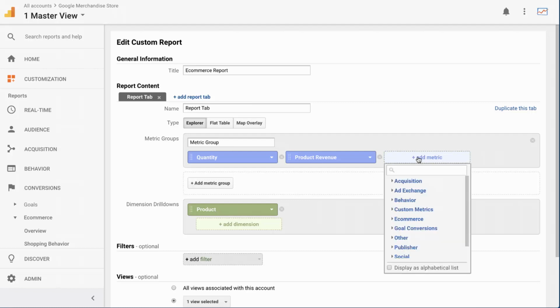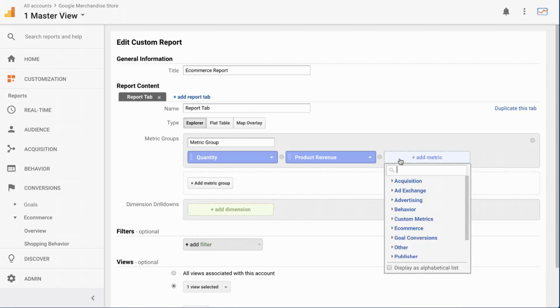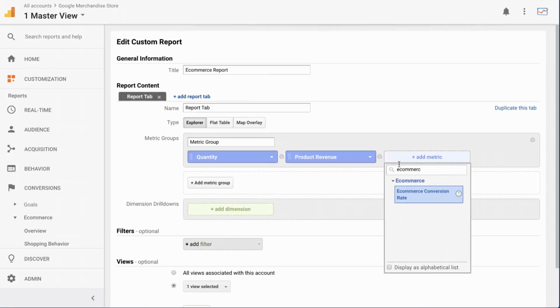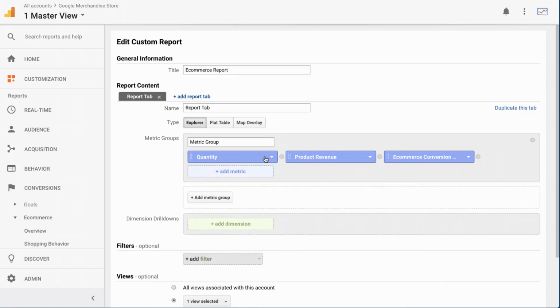So if I click here and I say add metric and I say e-commerce, it goes away. But if I were to get rid of the product, for example, and then I go in here and type e-commerce, you see e-commerce conversion rate jumps in. So you can have quantity, revenue, and e-commerce conversion rate, but you can't do it at a product level from a dimension. And so that makes it really difficult for him to create his report, if not impossible, within the interface.